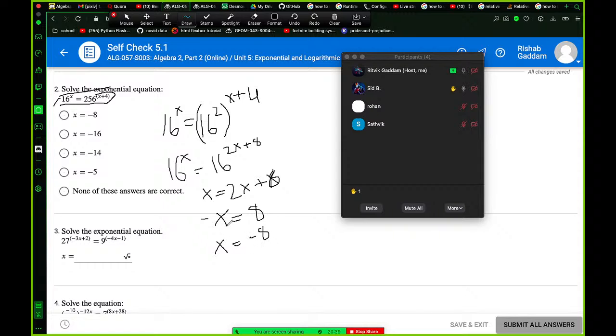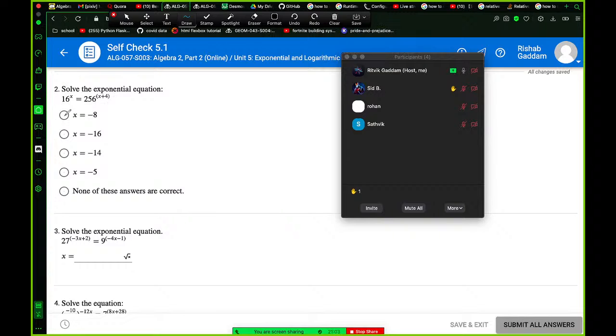I just subtracted 2x from both sides. That would make it negative x on this side, and plus x, and then you have 8 on this side. And that's the first option. So good job, Siddharth.